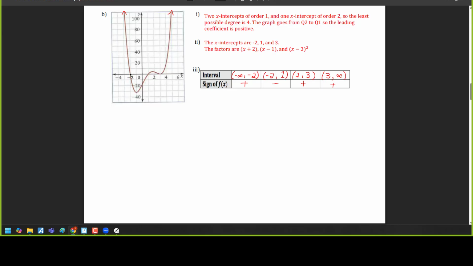So if the first x-intercept is an order of 1, that's 1 degree. If the second x-intercept is an order of 1, now that's 2 degrees. And the third x-intercept is an order of 2, so 2 plus 2 is 4. So that's 4 degrees. At least 4 degrees need to be present for this function to exist, if not more.